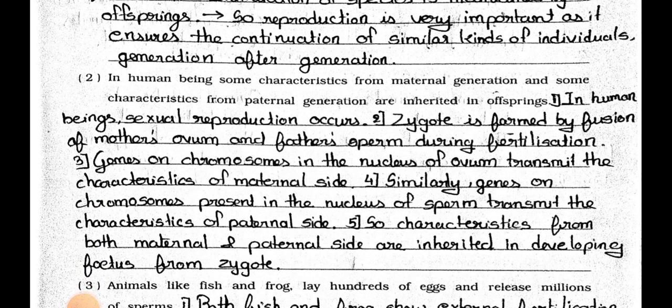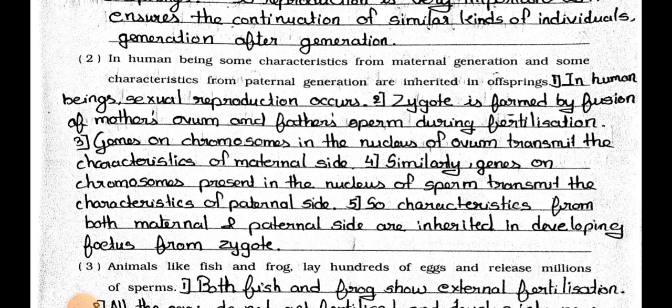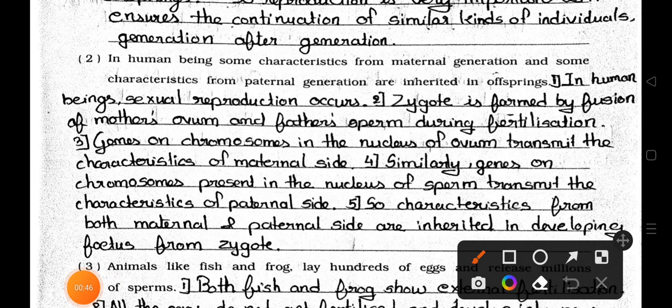Number 2. In human beings, some characteristics from the maternal generation and some characteristics from the paternal generation are inherited in offspring. Answer is, in human beings, sexual reproduction occurs. Zygote is formed by fusion of mother's ovum and father's sperm during fertilization.